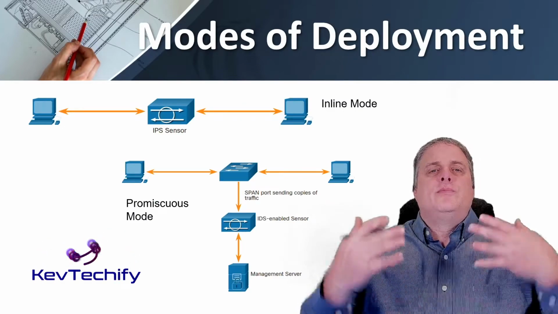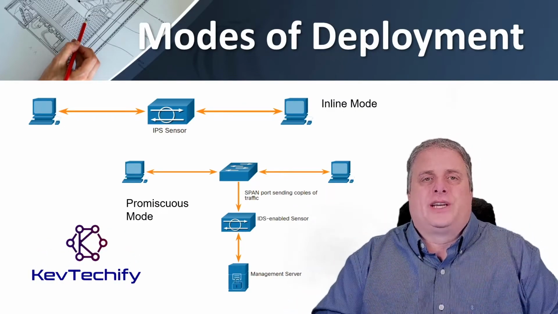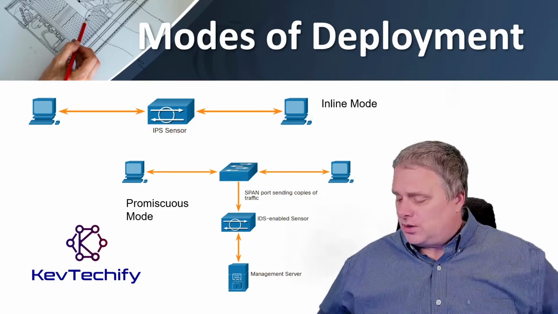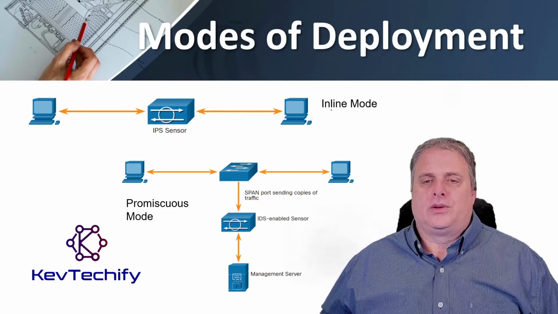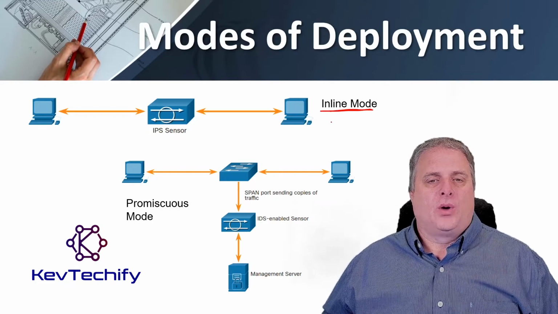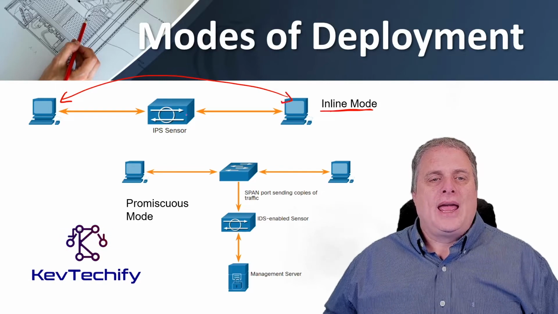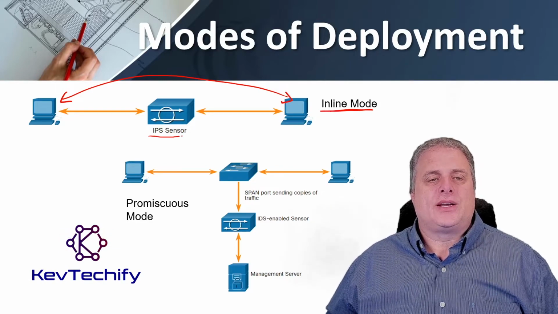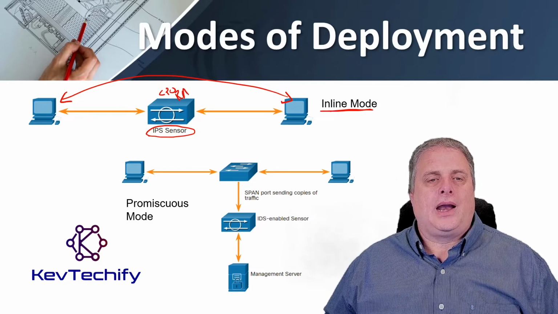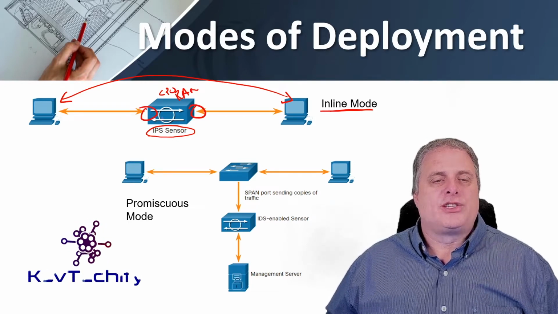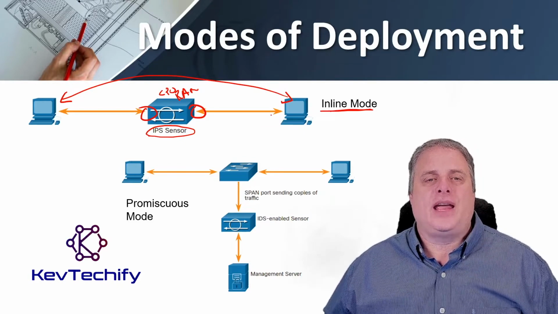There are two modes of deployment for your sensors. IDS and IPS sensors can operate in what we call inline mode. So the first example right here, this is inline mode. As data travels between two devices on your network, it travels through your IPS sensor. So it has to go through here. And so this is where you need CPU. This is where you need your RAM. It has to have our network connections in there. All data travels through here. It is in line with your data.